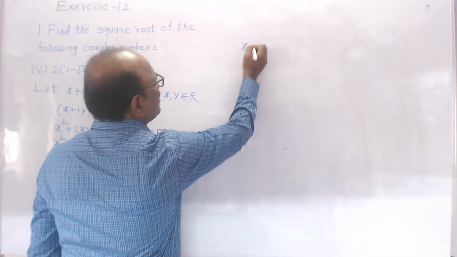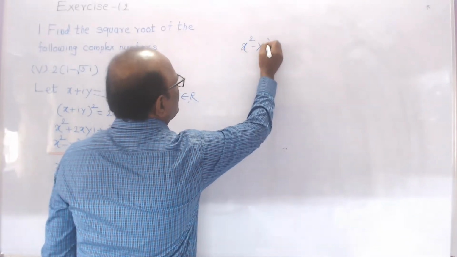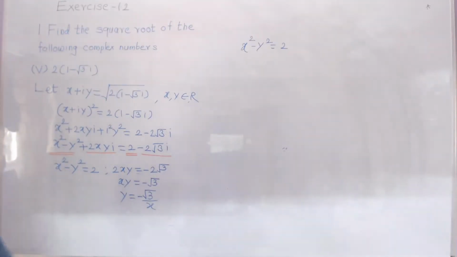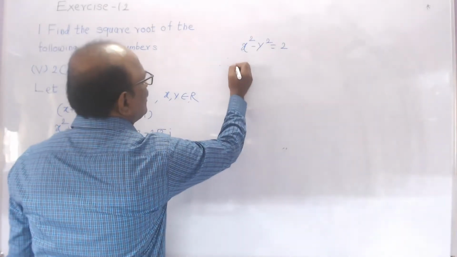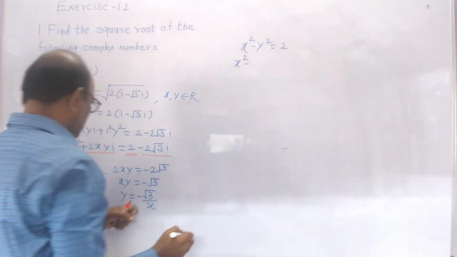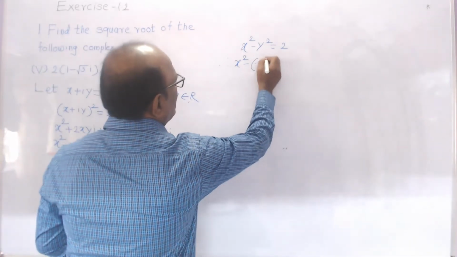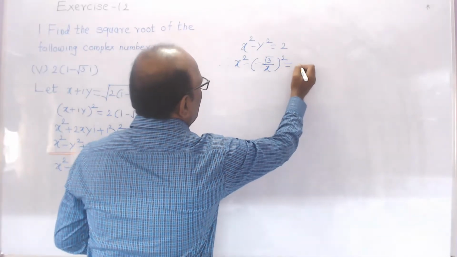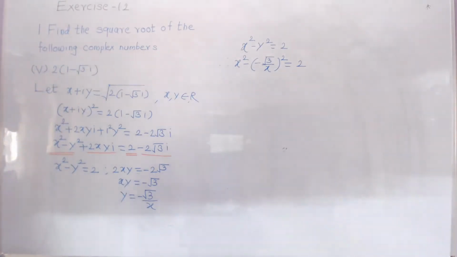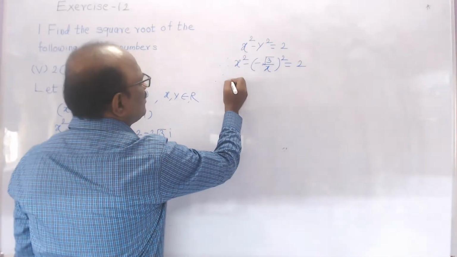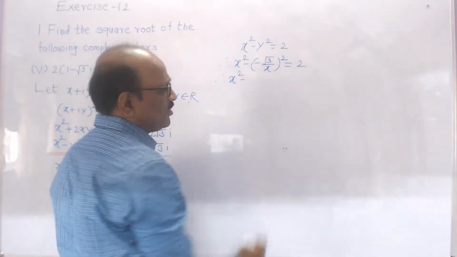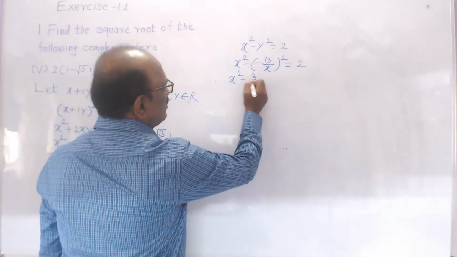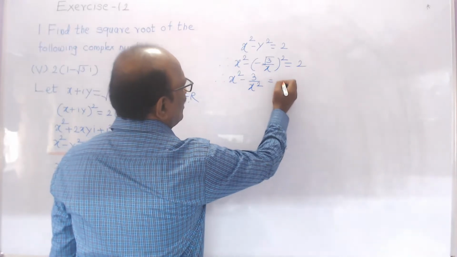x square minus y square is equal to 2. Substitute the value of this y. Therefore, you will get x square minus, in brackets, minus root 3 upon x, whole square, equal to 2. Now simplify this. The square of minus root 3 upon x is 3 upon x square. Therefore, x square minus 3 upon x square is equal to 2.